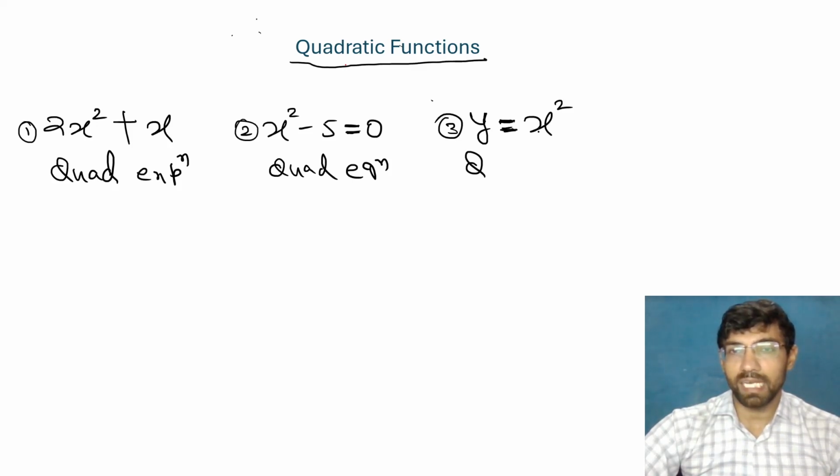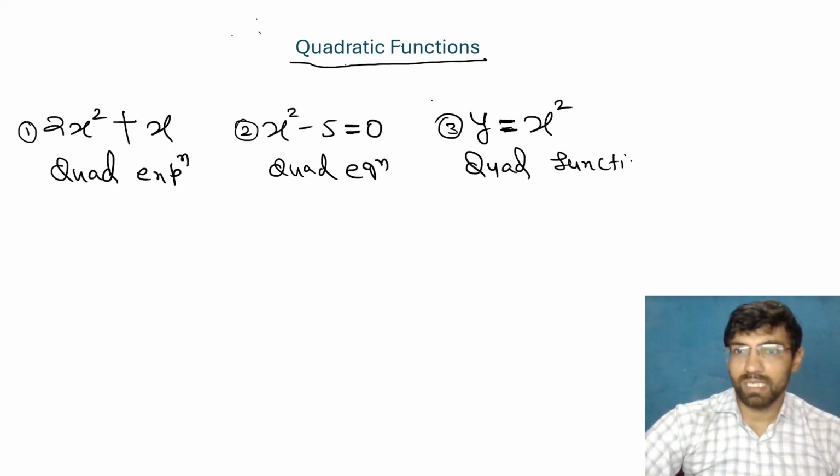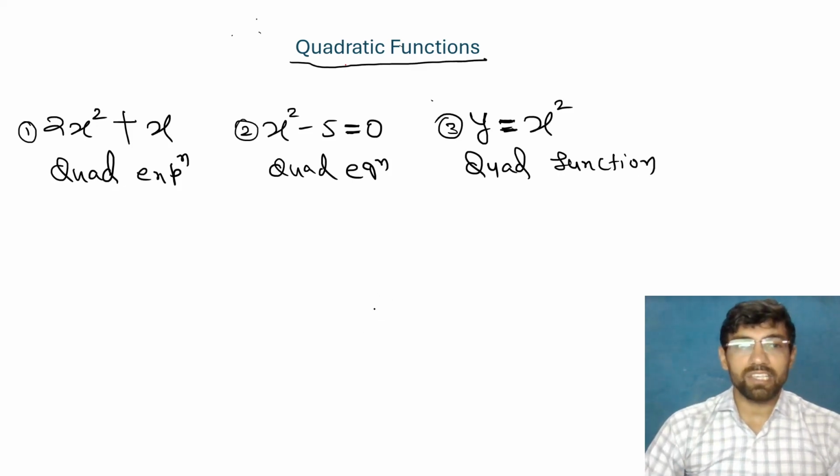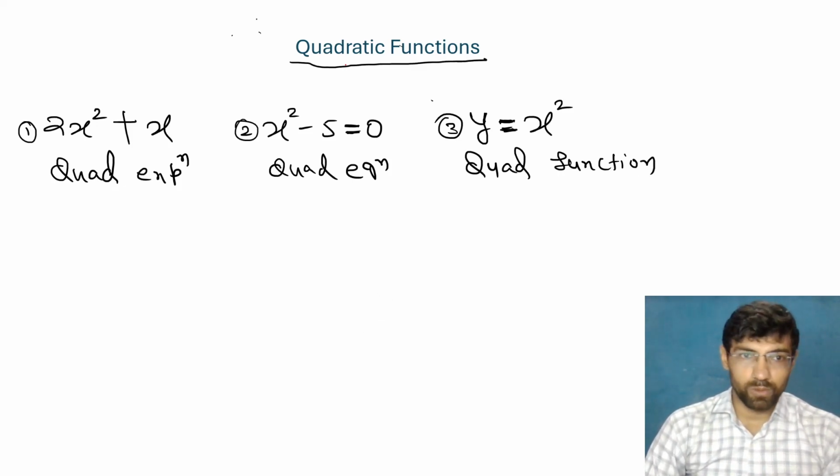This is my equals to sign. If I see the right hand side, I can see x square. X square means highest power is 2, so it's a quadratic function. I am naming it as a quadratic function. Okay, this is quadratic function. So now the next question is what we can do.